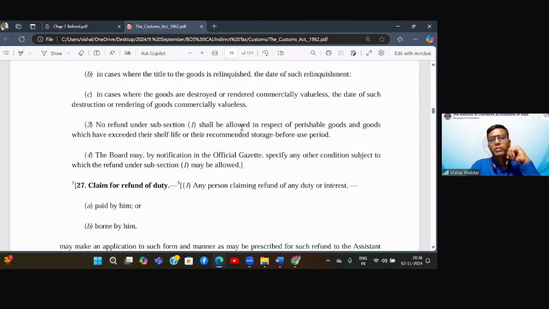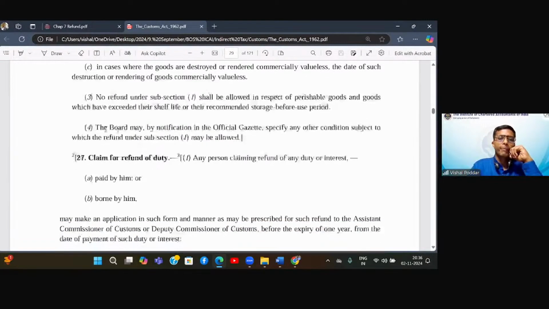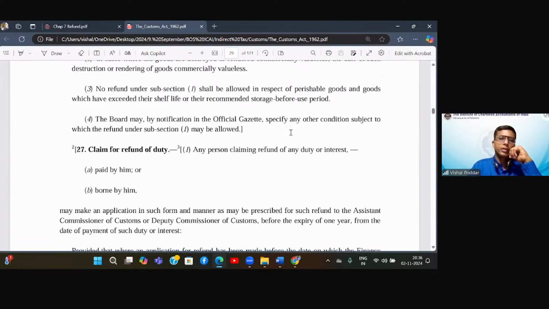No refund under subsection 1 shall be allowed in respect of perishable goods and goods which have exceeded their shelf life or recommended storage before use period. Further, the board may by notification in the gazette specify any other condition. So the same thing we just studied, so nothing different.